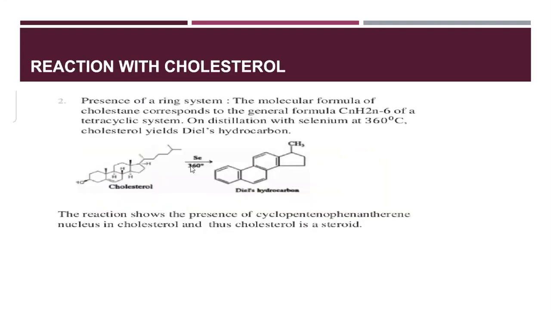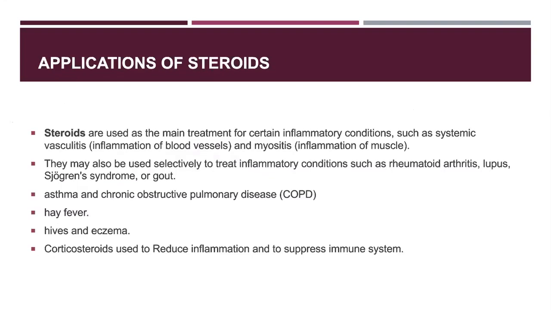Reaction with cholesterol, presence of ring system. The molecular formula of cholesterol corresponds to the general formula CnH2n-6, a tetracyclic system. On distillation with selenium at 360 degrees, cholesterol yields a hydrocarbon. Here the cholesterol with selenium yields Diels hydrocarbon. This reaction shows the presence of a cyclopentenophenanthrene nucleus in the cholesterol, and thus cholesterol is also a steroid, and when it reacts with selenium, it yields Diels hydrocarbon.